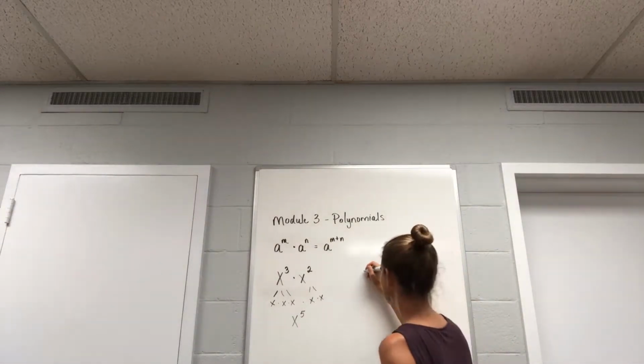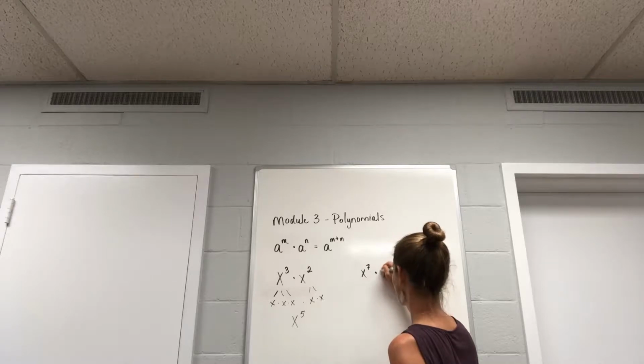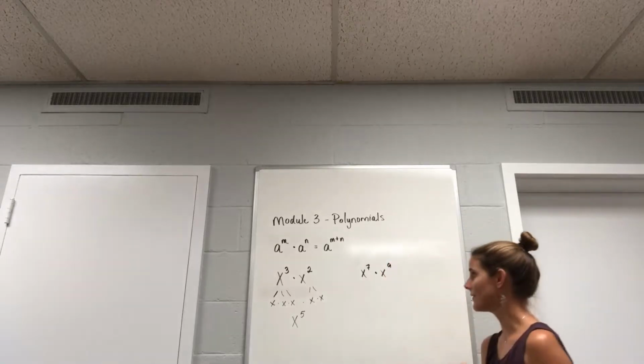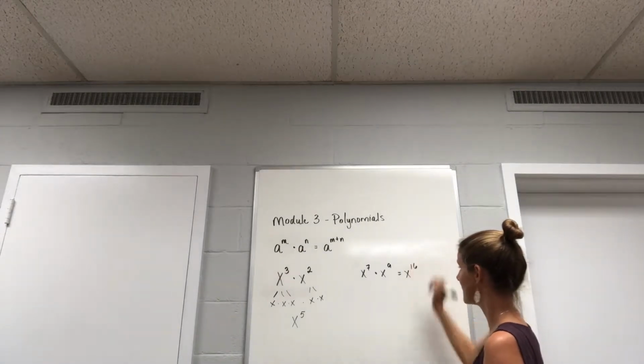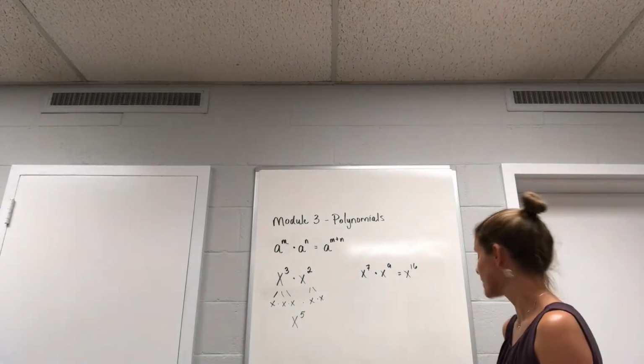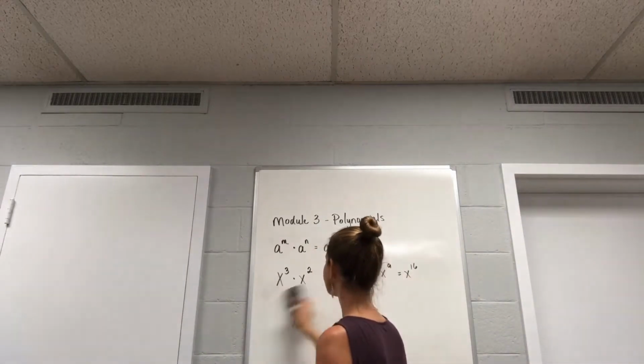Another example of this would be something like x to the 7th times x to the 9th. We can just write this as x to the 16th, again adding those exponents. So that is the product rule.